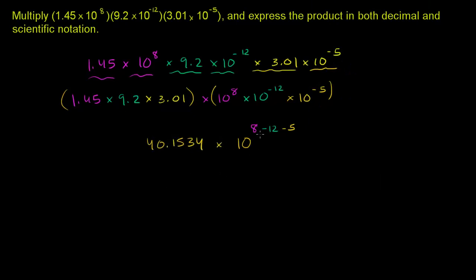And so if you simplify this exponent, you get 40.1534 times 10 to the 8 minus 12, which is negative 4, minus 5 is negative 9. 10 to the negative 9 power. Now, you might be tempted to say that this is already in scientific notation because it has some number here times some power of 10. But this is not quite official scientific notation.